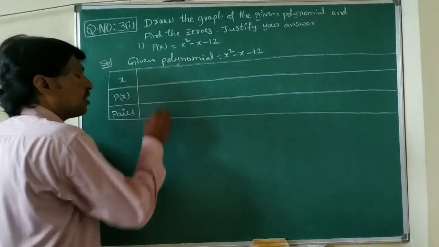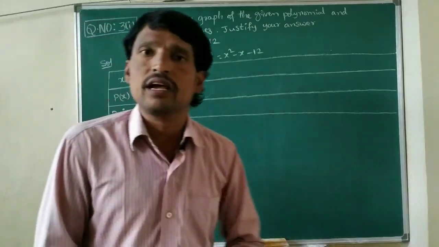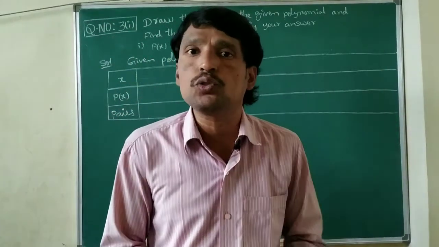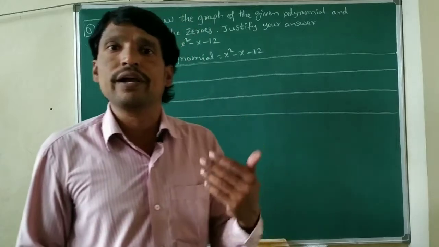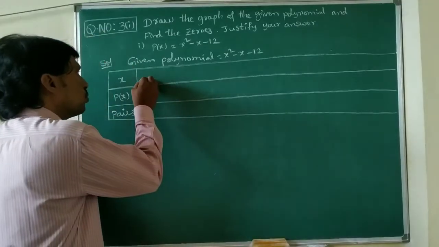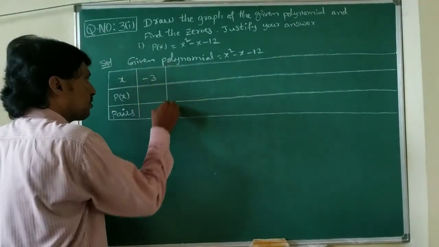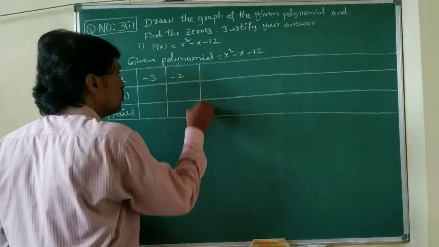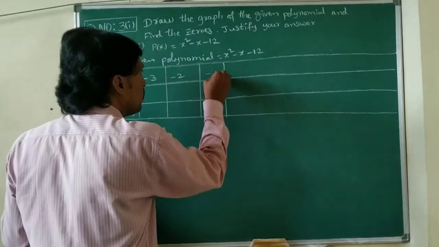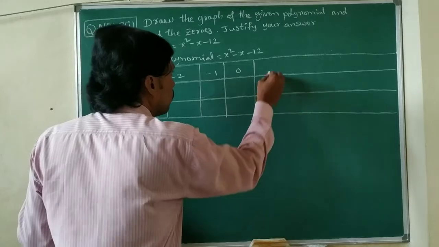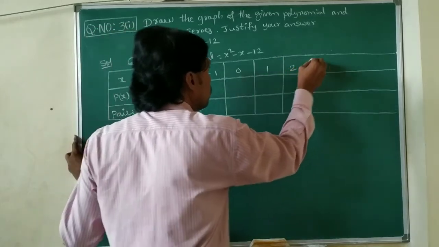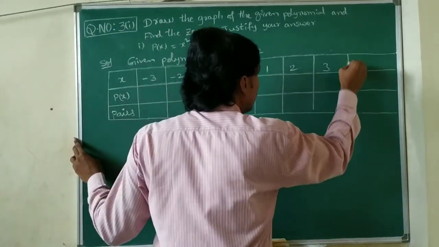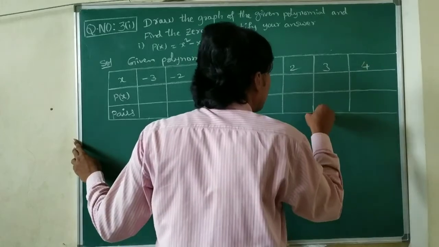Now x values are assumption values. So how to take the assumption values? Minus 3 to 3 you can take. So minus 3, minus 2, minus 1, 0, 1, 2, 3 like that we can take, and 4.